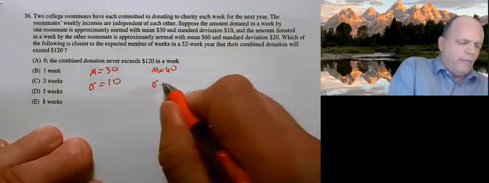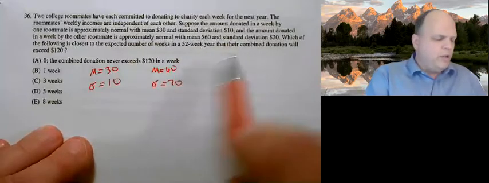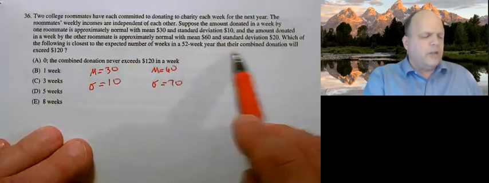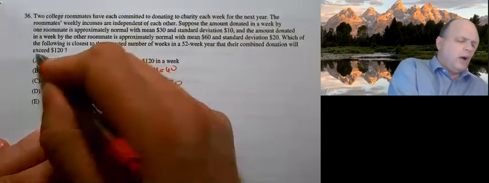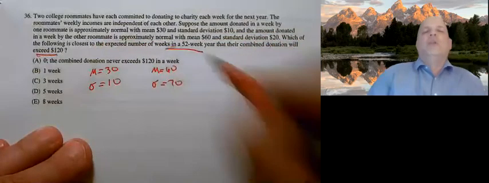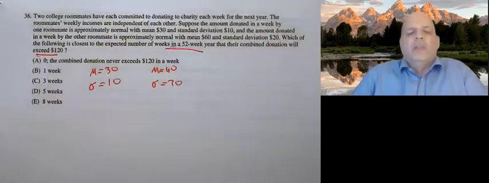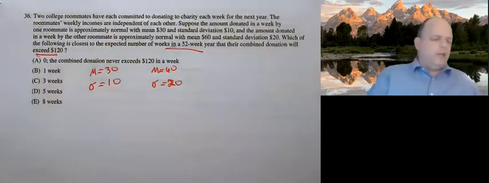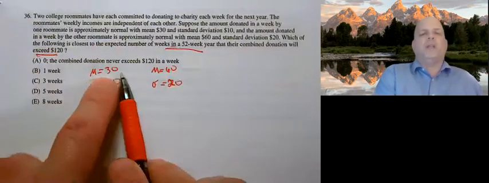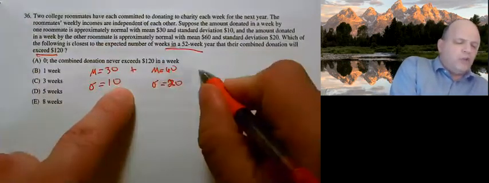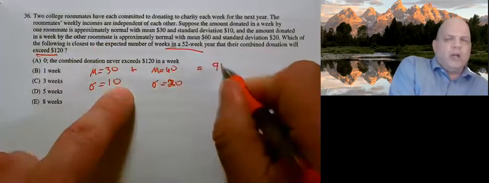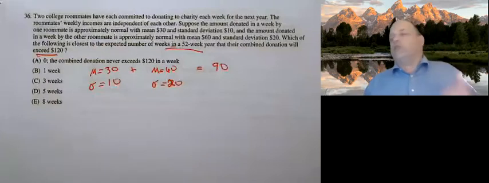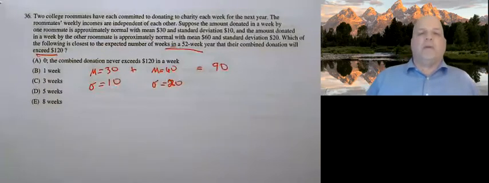deviation of 20. Which of the following is closest to the expected number of weeks in a 52-week year that their combined donations will exceed $120? Well, they actually have you doing multiple things here. The very first thing we need to do is find out the probability that they exceed 120. Well, what do we expect them to give? On average, we expect them to give $90. We just added those up very easily. If he gives 30, he gives 60, on average, they give 90.